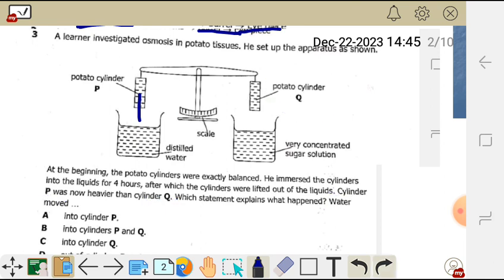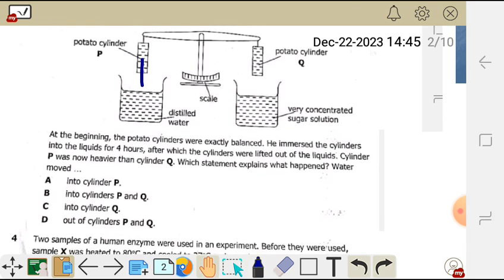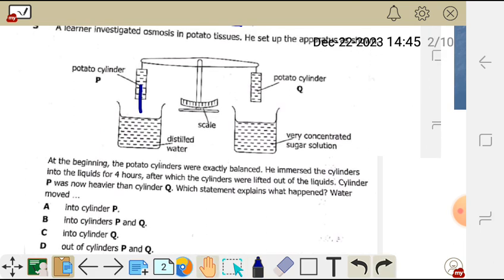Okay, so which statement explains what happened? Water moved: A, into cylinder P; B, into cylinder P and Q; C, into cylinder Q; and D, out of cylinder P and Q. Okay, so let's see what is happening here.